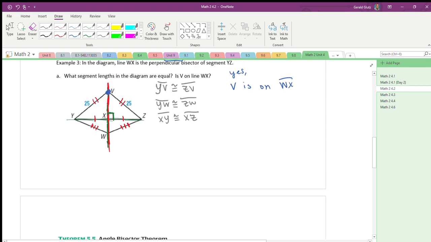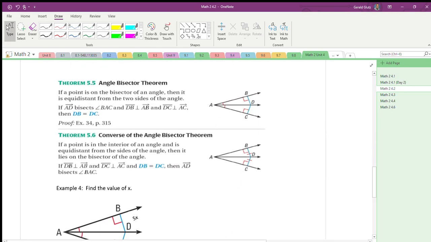All right, moving on to the next page. So we got some more theorems. This is the angle bisector theorem. It basically says the same thing. We got bisect man cutting through that shape and creating two congruent angles.